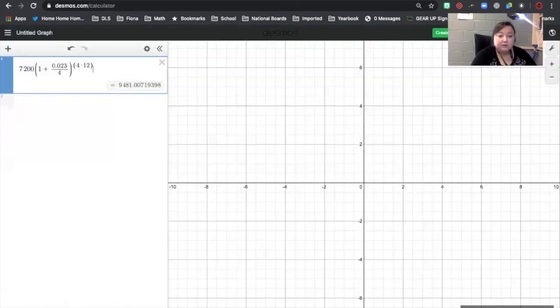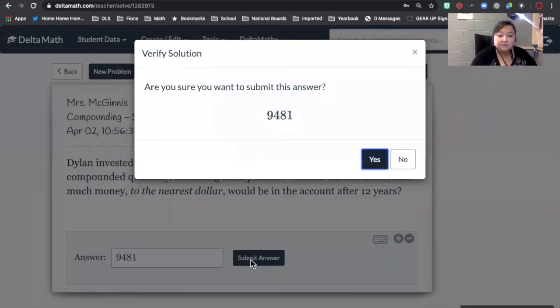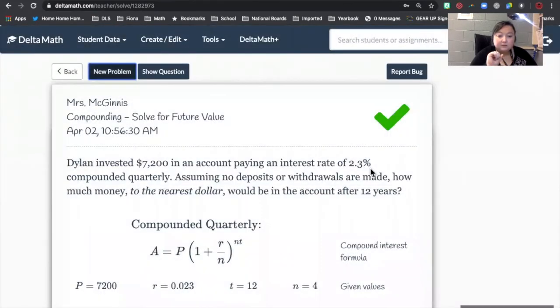So again, looking at my value here, 9,481, that is a 0 after the whole number there. So we're going to keep it 9,481. And when I submit that, it is correct.